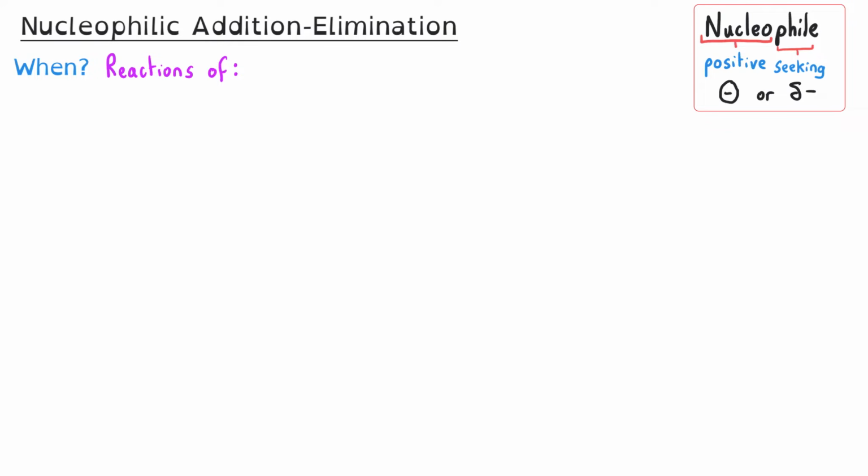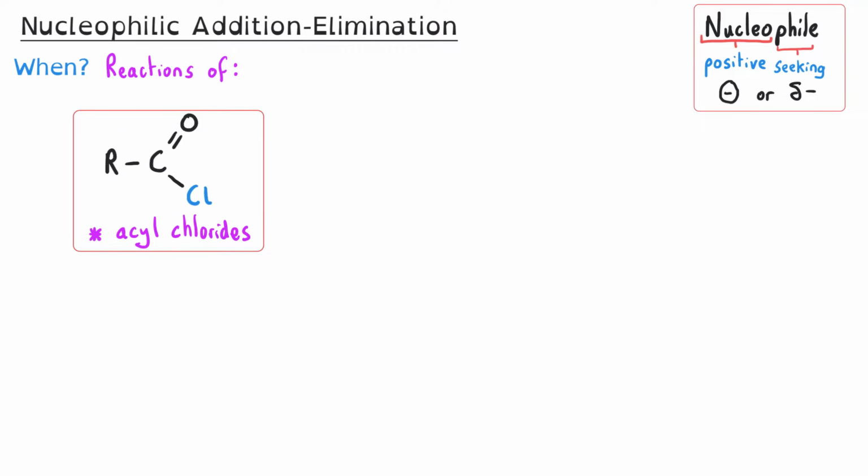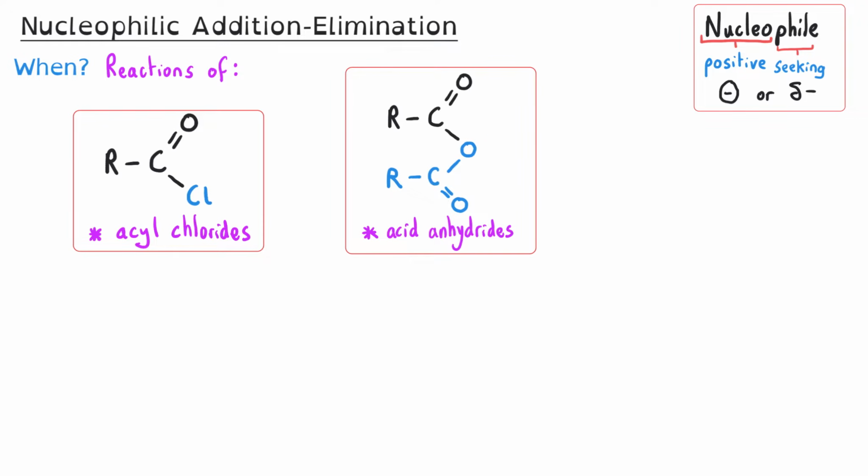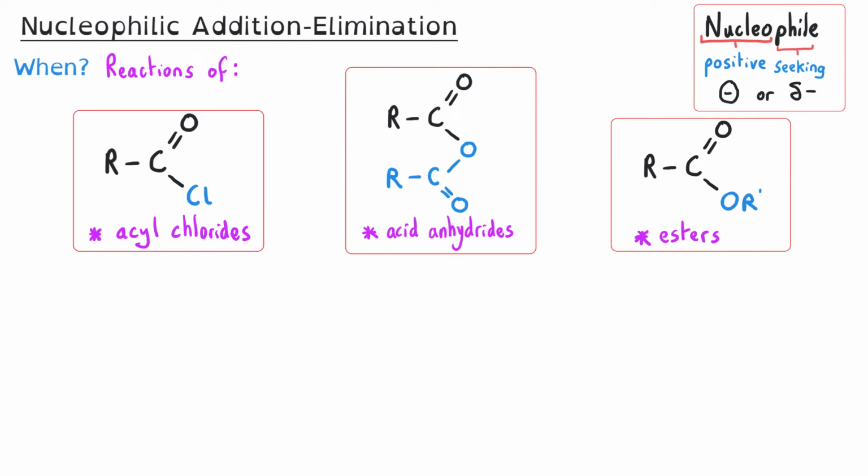The nucleophilic addition-elimination mechanism occurs when there is a reaction of the carbonyl group in one of a number of chemicals, and these are acyl chlorides, where there is a chlorine attached to a carbonyl group, acid anhydrides, where there is a second carbonyl group connected to the first by a bridging oxygen atom, and an ester, which has got the carbonyl group connected to an oxygen and then a carbon chain.